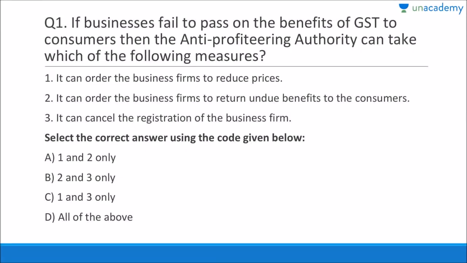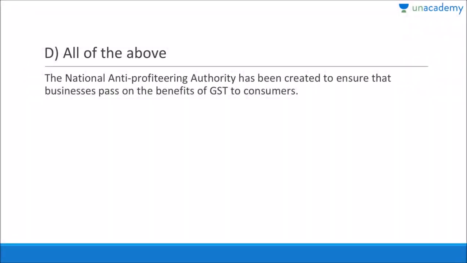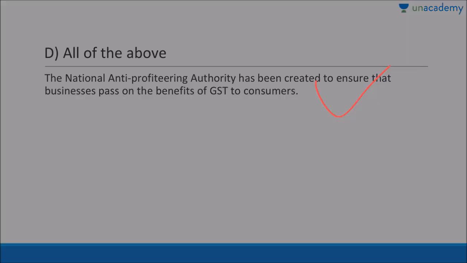Question number 1. If businesses fail to pass on the benefits of GST to consumers, then the anti-profiteering authority can take which of the following measures? It can order the business firms to reduce prices. That is correct. It can order the business firms to return undue benefits to the consumers. That is also correct. It can cancel the registration of the business firm. All these are possible. Answer is D, all of the above. So the National Anti-Profiteering Authority has been created to ensure that the benefits of GST are transferred to consumers.